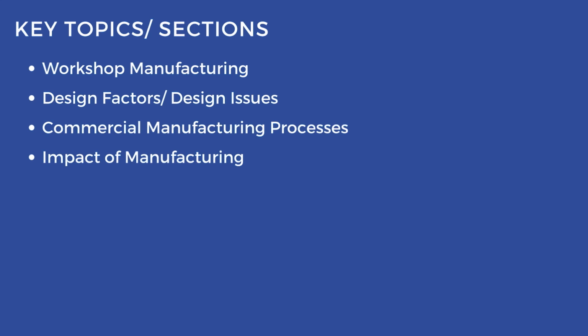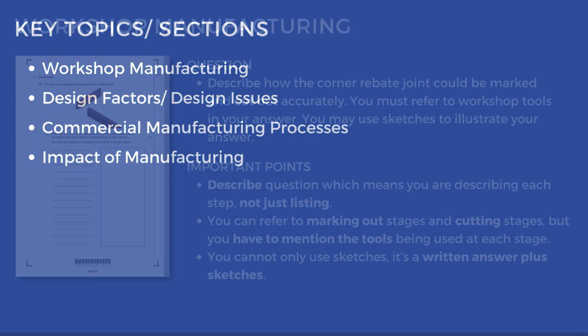Design factors and design issues, so covering aesthetics, ergonomics, function, etc., but also things like research techniques, evaluation techniques, graphic and modelling techniques can be part of this section as well. Commercial manufacturing processes, which will cover things like die casting, injection moulding and the materials associated with these processes. And then finally the impact of manufacturing, which will look at how manufacturing processes impact upon society, how they've developed in terms of CAD/CAM, and things like knockdown fittings and standard components.